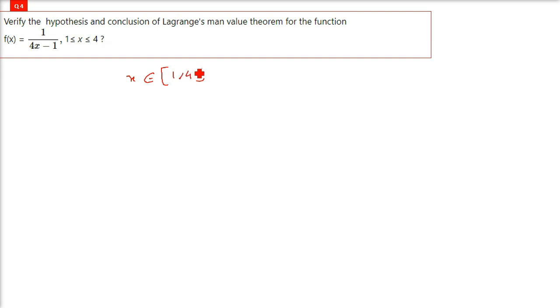So we have 1 by 4x minus 1, and if you put any x which gives a 0 value, then this function will also not be defined. So if x is equal to 1 by 4, because the problem is 4x minus 1 cannot be 0. When we put 4x minus 1 equal to 0, you get x equal to 1 by 4.